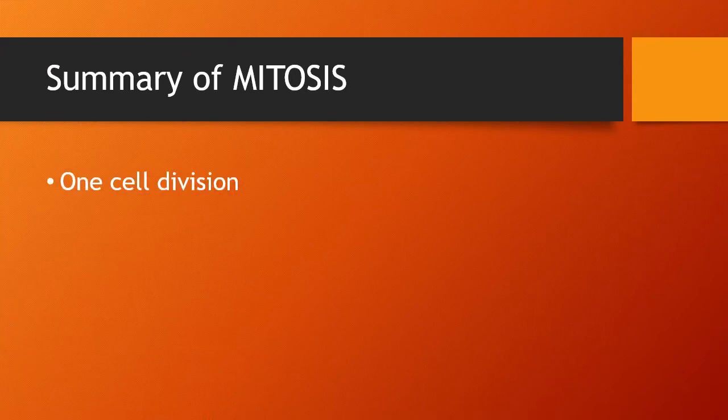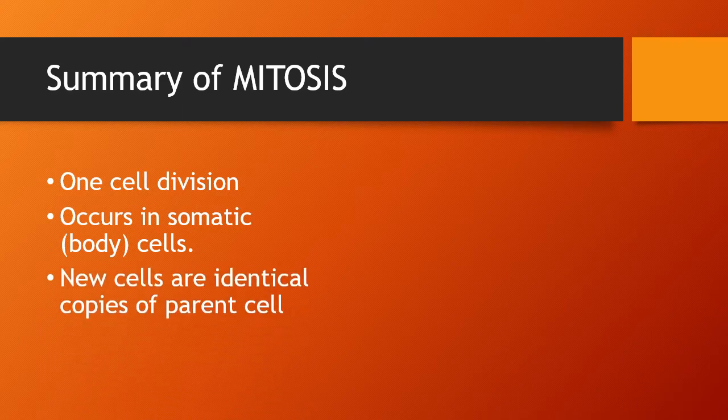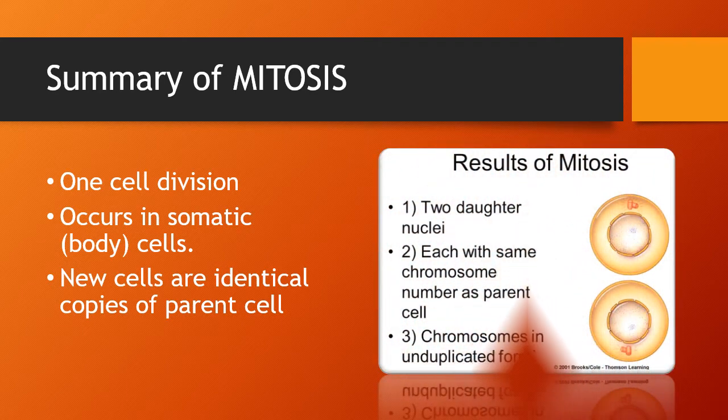Here's the summary of mitosis. One cell division occurs in somatic body cells. New cells are identical copies of the parent. The result of mitosis is two daughter nuclei with the same chromosome number as the parent cell.